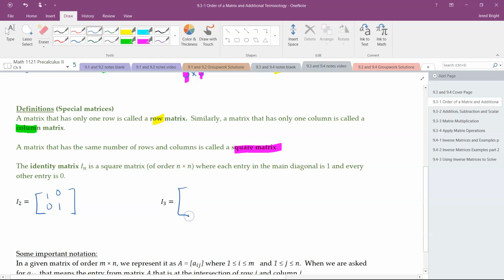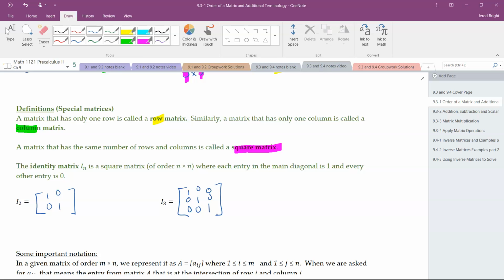The identity matrix of order 3 by 3 would be 1, 1, 1 along the diagonal, and then 0's off the diagonal. Okay, and you can imagine this gets just larger and larger, and that's why you can have it of order n by n.